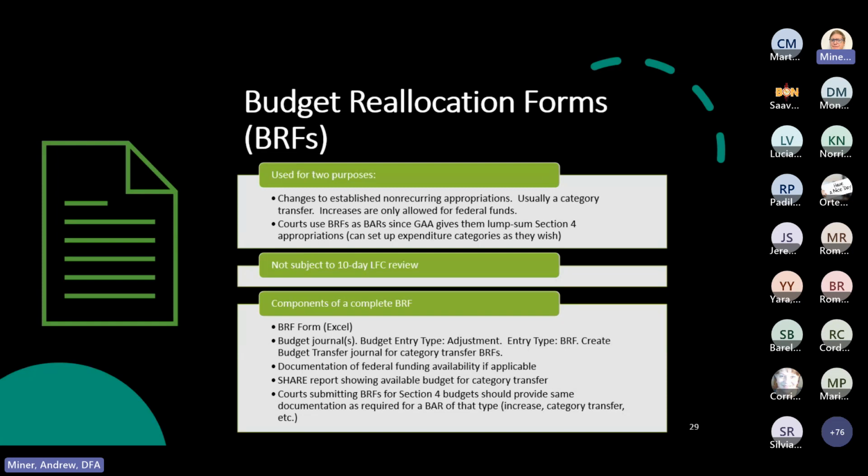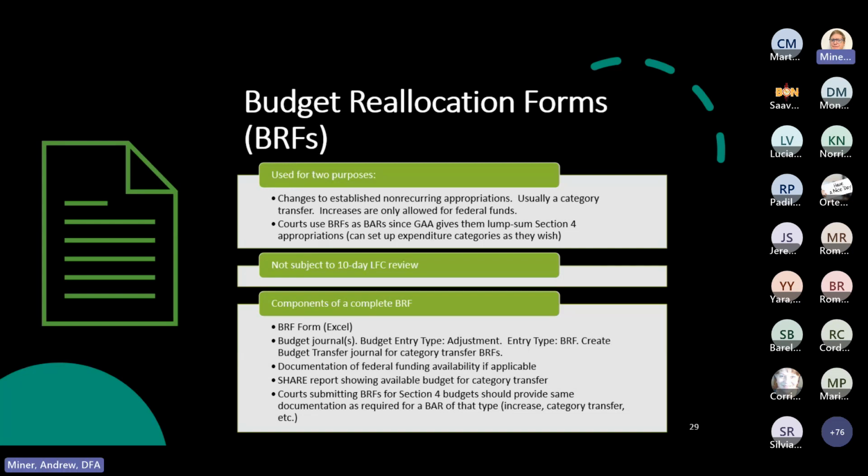So this is basically you set up a budget for a non-recurring appropriation in some Z code, and it's for $1 million, and you put 500,000 in contracts and 500,000 in other. And now you're like, oh, we actually need to increase our contracts budget. So we're going to move $200,000 from the other category to the contracts category. You would do that through a BRF.